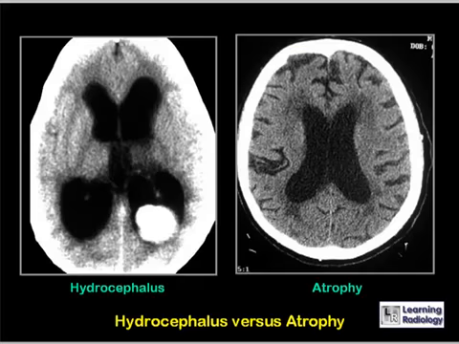Side by side, on the left is hydrocephalus, in which the ventricles are dilated, markedly so in this case, but the sulci are normal in size, and on the right, cerebral atrophy, in which both the ventricles and the sulci are dilated.